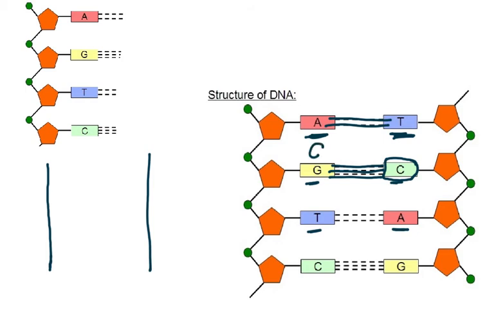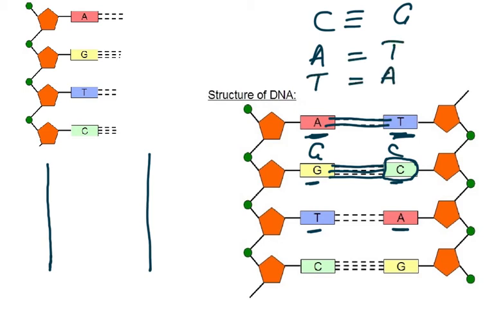So if you have G here, you're going to have C here. If you have C here, then you'll have G here, and there'll be three hydrogen bonds. If you have A here, you'll have T here. If you have T on this side, then it will be A on this side. If you have G on this side, it will be C on this side. So this is called the base pairing rule. And this is the structure of DNA, which is a double helix.